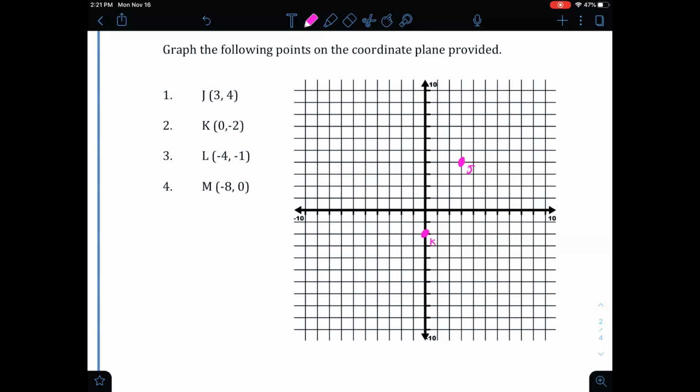Okay? All right, what about L? Negative 4, negative 1. Negative 4, is that left 4 or right 4? That's 1, 2, 3, left 4, and then negative 1. Is that up 1 or down 1? That is down 1. So there's our L.